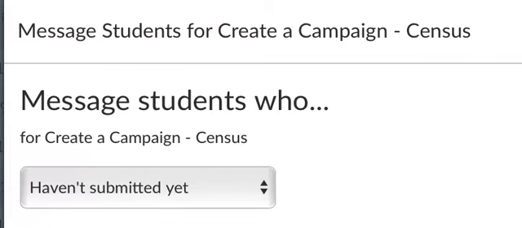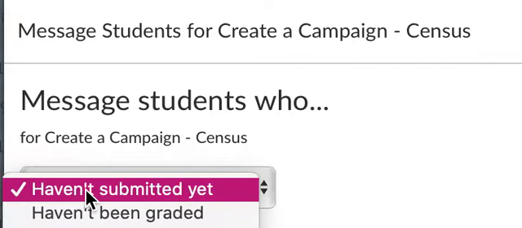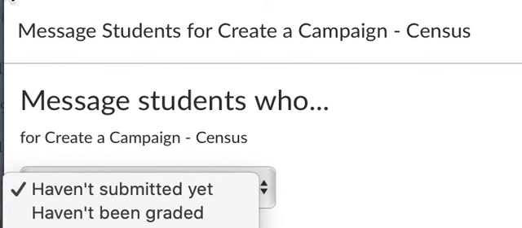It goes to this little pop-up window and it has "Message students who" for the name of the assignment, and it has the names of the students that you highlighted below. So it says message students who haven't submitted yet. And you can also click have not been graded, or you can click scored more than a certain amount or less than a certain amount.